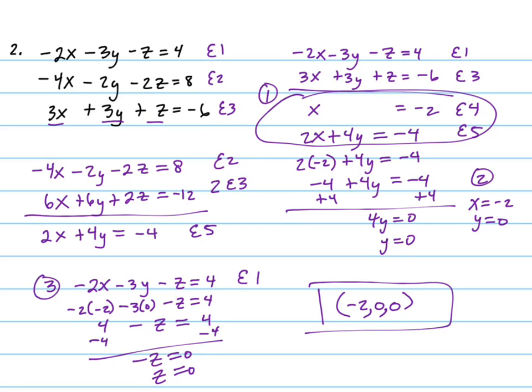All we have to do is plug in for x, and all of this is going to zero out because y and z are 0. So negative 2 times negative 2 is 4. Negative 4 times negative 2 is 8. And 3 times negative 2 is negative 6. So you can see that this point does solve the system. It is a solution to every equation in the system. And so that is our final answer. All right, I hope that helps.